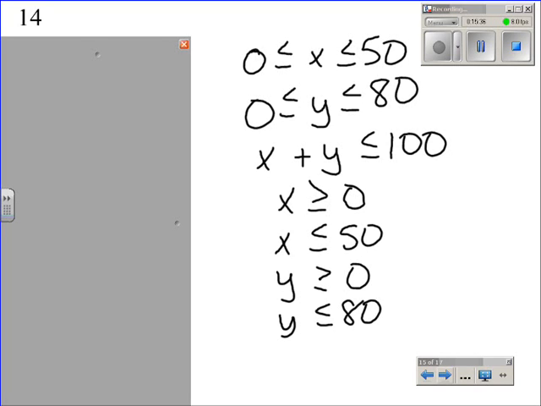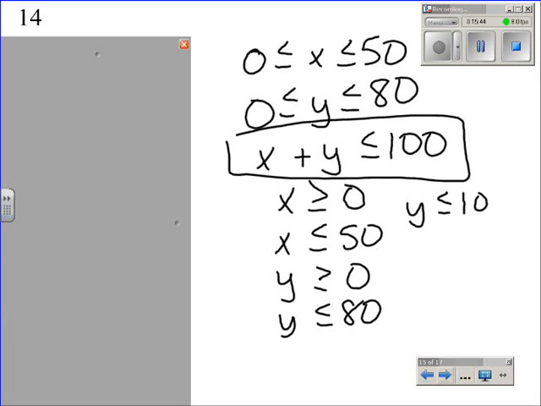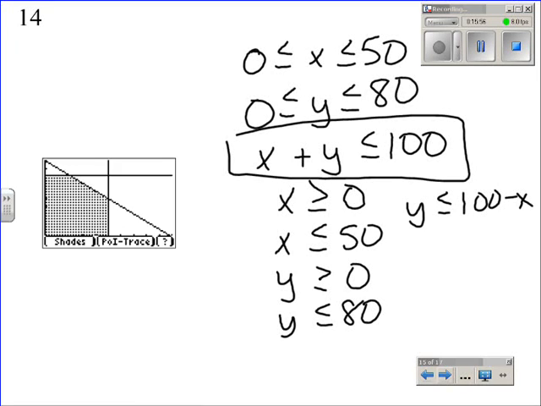Finally, we must solve this inequality for y, which gives us y is less than or equal to 100 minus x. After graphing and using the shades functionality, we get this feasible region. The vertices are (50, 0), (50, 50), and (0, 80).